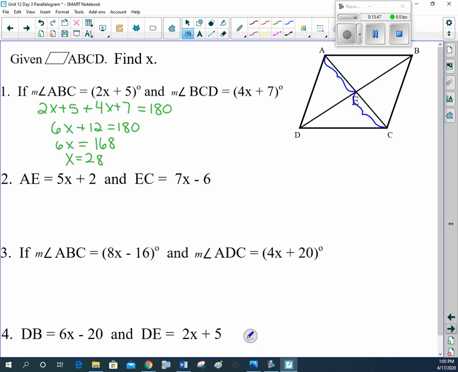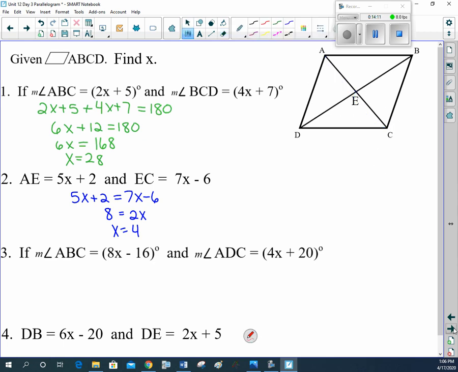Well, I know the diagonals bisect each other, so those two must be equal. So 5x plus 2 equals 7x minus 6. Combine my like terms, and I get 2x equals 8. So x equals 4. All right, new problem.